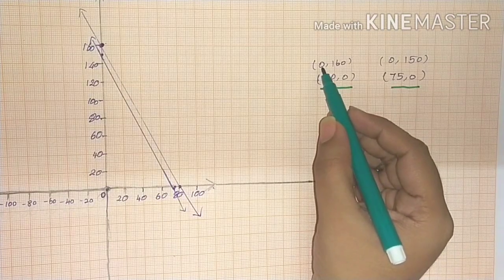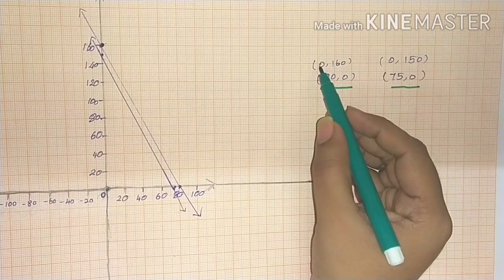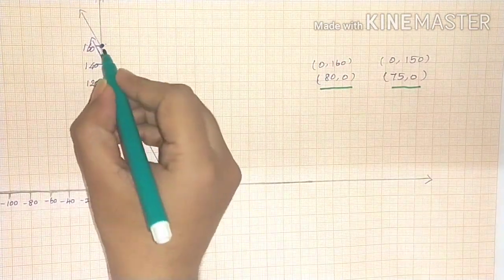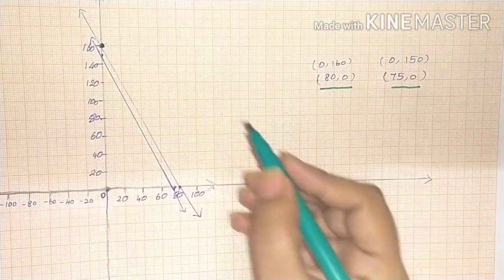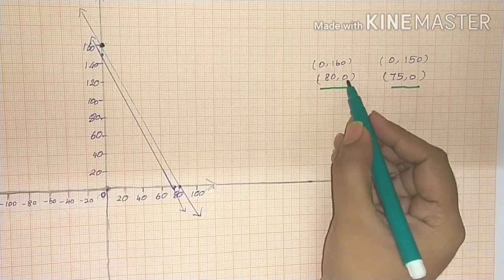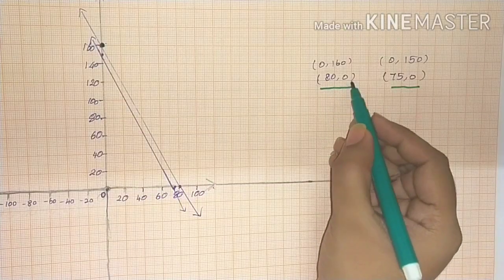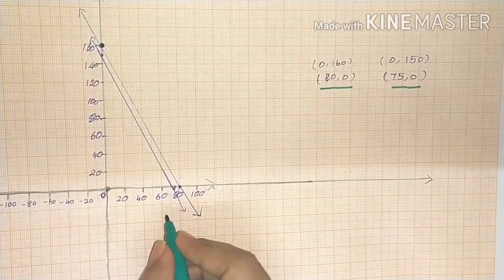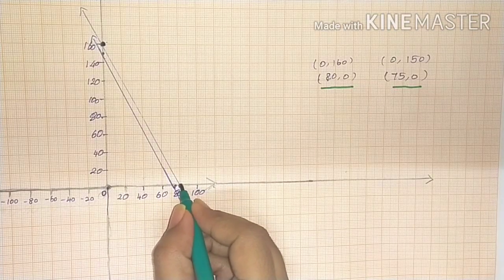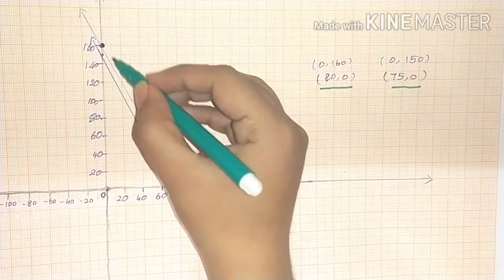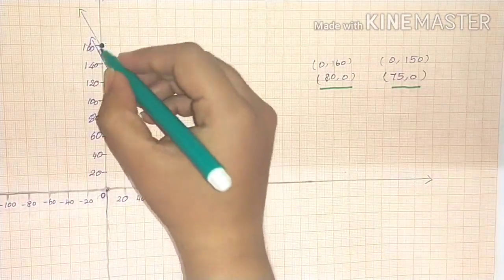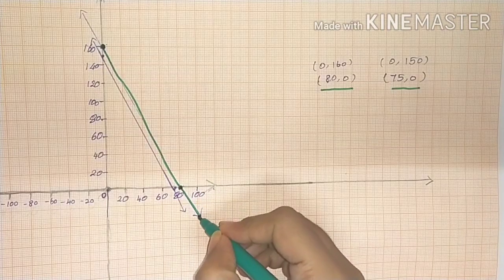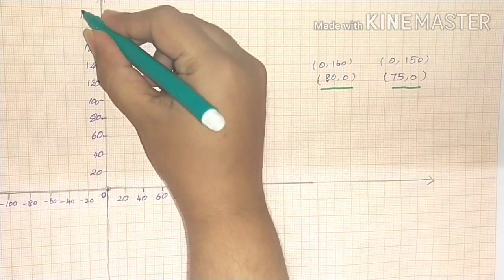So the first one is (0, 160). (0, 160) means it is lying on the y-axis. So you can plot the points (0, 160) and (80, 0). The x value is there, so it is lying on the x-axis. Here there is 80. So then you can join both the points and you will get one line. Then this line you can extend upward and downward also.